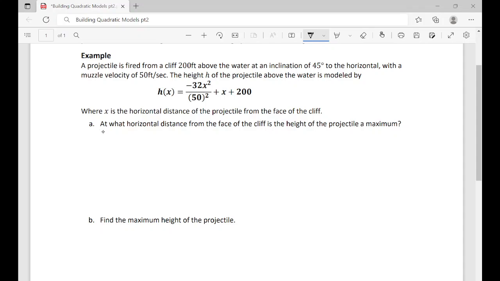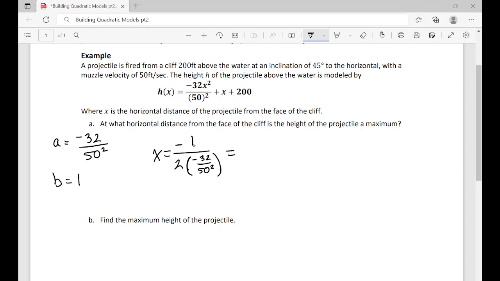So knowing all this, our first question is, at what horizontal distance from the face of the cliff is the height of the projectile a maximum? Since we know we have a quadratic equation and it's asking for the maximum, we're just going to find the vertex. Our a value here is going to be negative 32 over 50 squared, and b is going to be 1. Now we just plug it into our vertex formula. So x equals negative b, so negative 1, divided by 2 times a, so negative 32 over 50 squared.